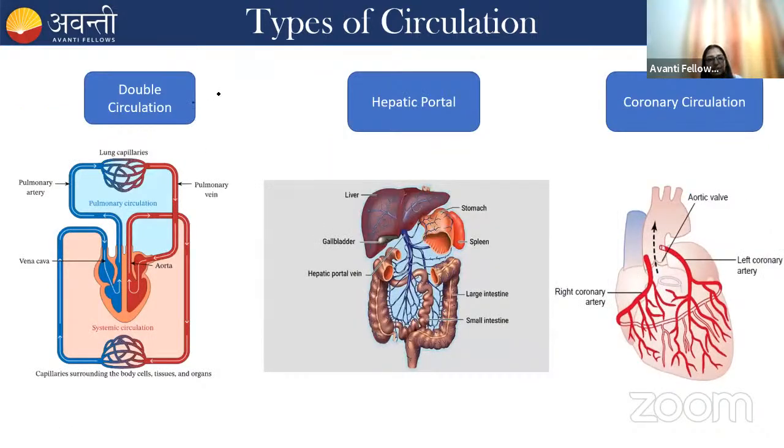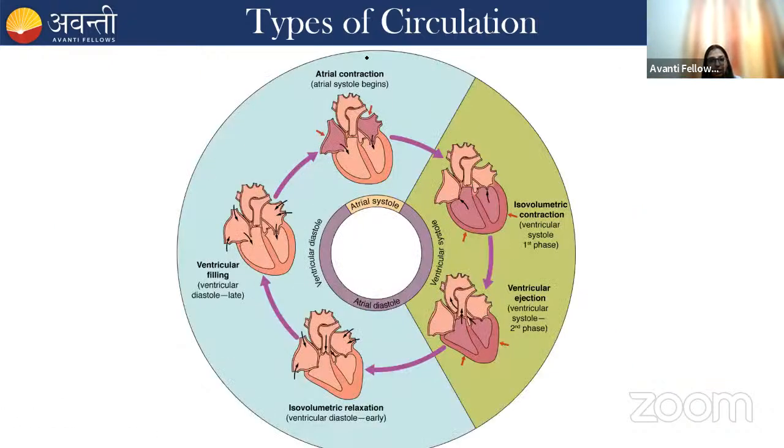Moving next, this picture shows you a double circulation, the pulmonary circulation and the systemic circulation, which I've already told you. In the hepatic portal system, you can see the hepatic portal vein, which connects the liver and the small intestine, and this is the coronary circulation. This is a type of circulation.